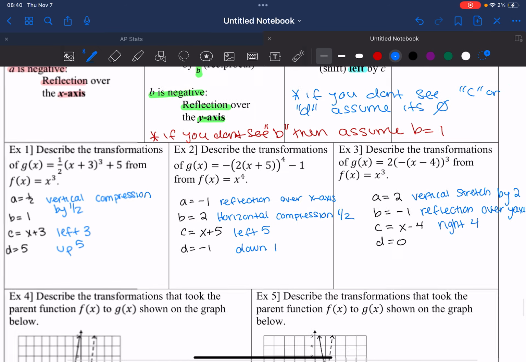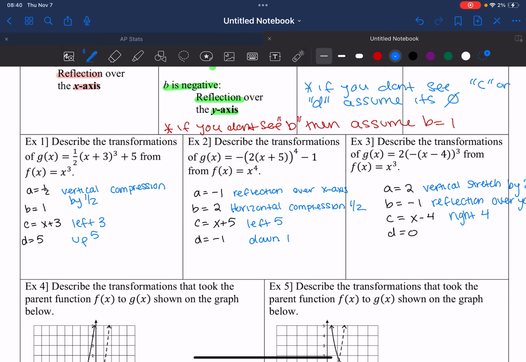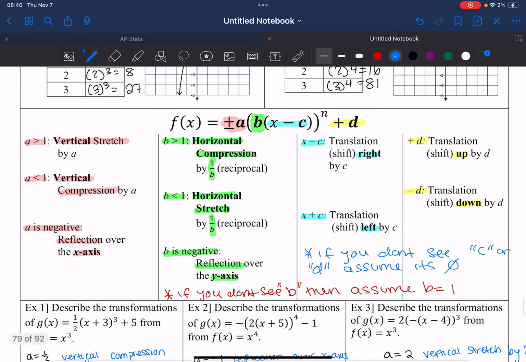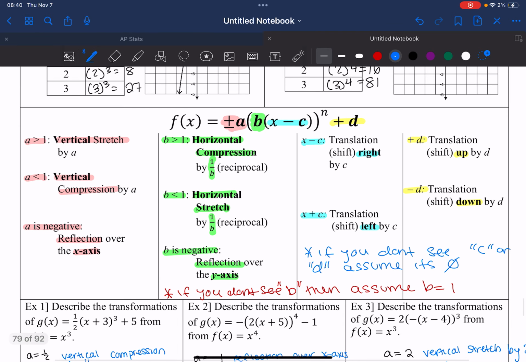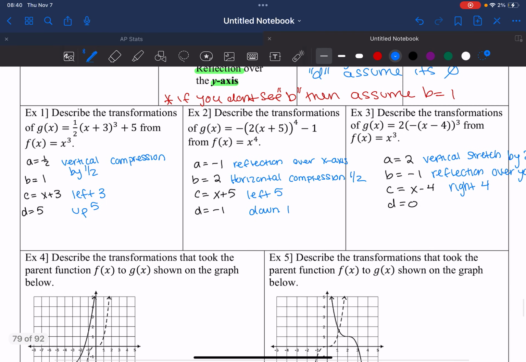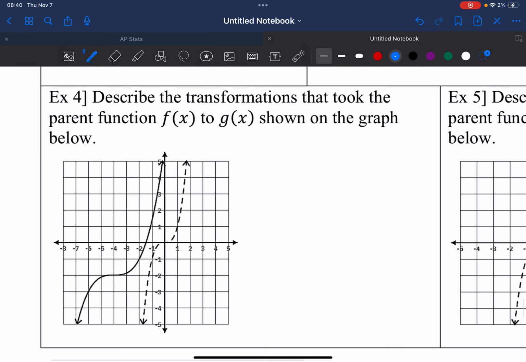Okay, and again, I found 1, 2, and 3 based off of my definitions up here, following all those transformation rules. Now we're going to look at number 4, where we're comparing the parent graph to the new graph. Right here, that dotted line is our parent graph, and the solid line is the new one.